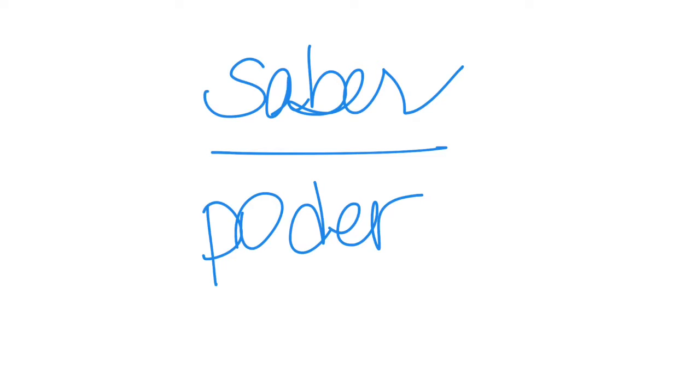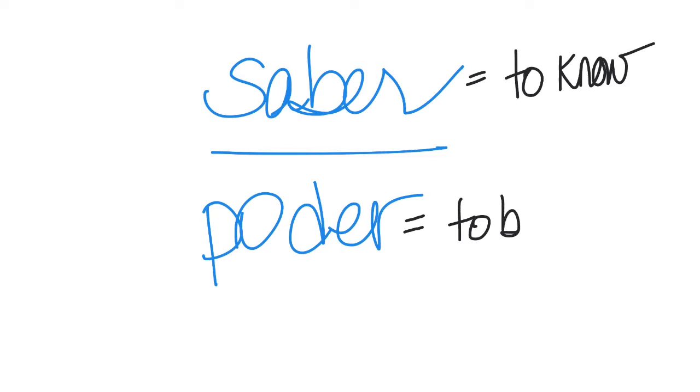For this video, we're going to take a look at the two verbs saber and poder. If you're not familiar with them, saber means to know in the sense of to know how to do something or to know something like information, whereas poder is going to be can or to be able to.